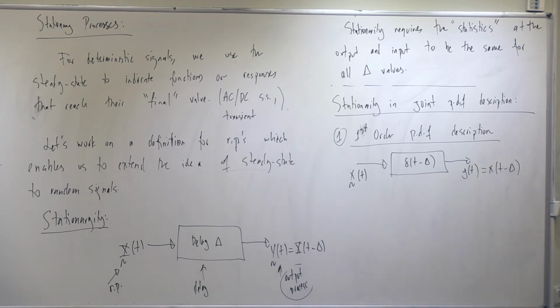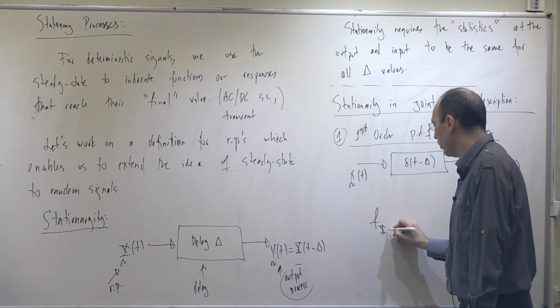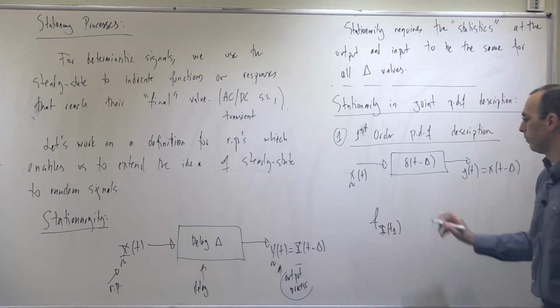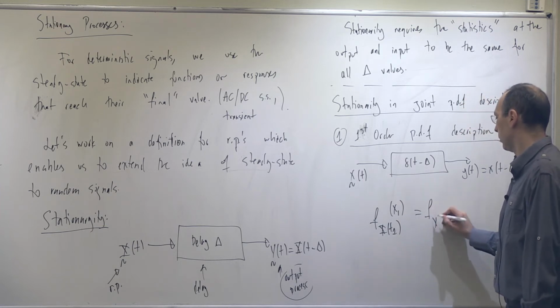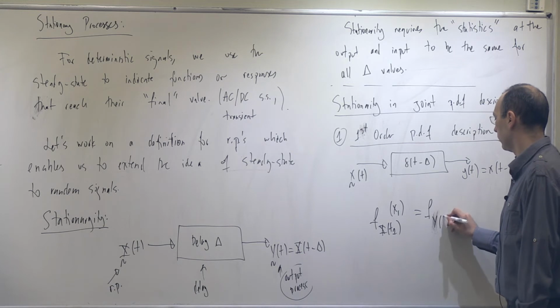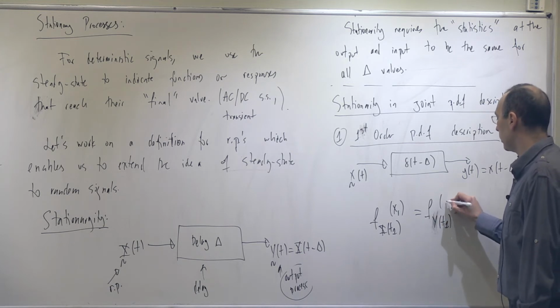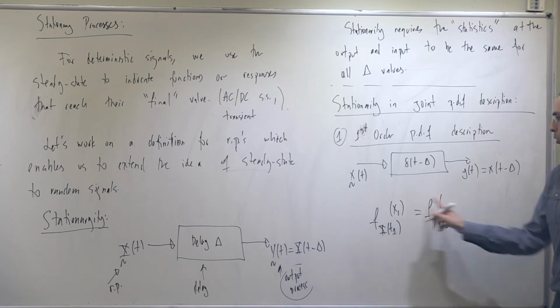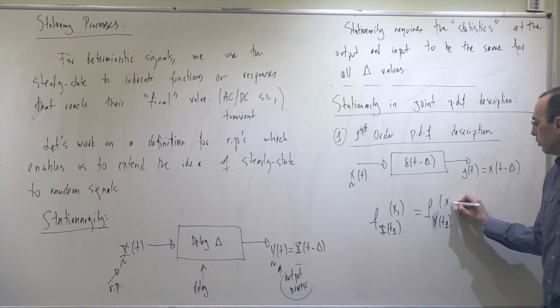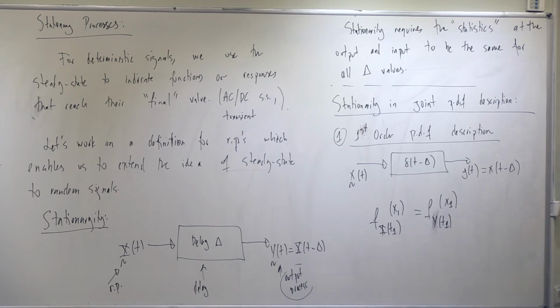Okay. Now, first order PDF description. It says that stationarity requires the statistics at the output and the input to be the same. So what does this say? If you look at the input statistics at time t1, this is the density at that time. It should be equal to the output statistics at time t1. I should have written y1 over here, but since this is an equality, I'm using the same variable x1. Of course, this is the y process.